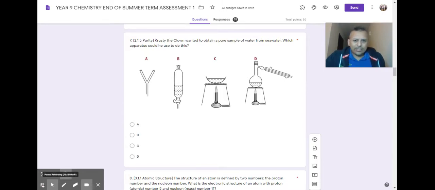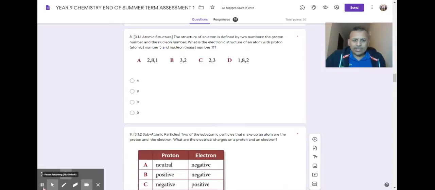If you chose C, you would lose all of your water. Question number 8, the nucleon number was part of the question, but it was a red herring. It was there to fool you into thinking that you needed to go for A or D. But the right answer was C. The number of electrons on the inner shell, the inner orbit, is given first. And you need to identify the atomic number. 5 also gives you the number of electrons.